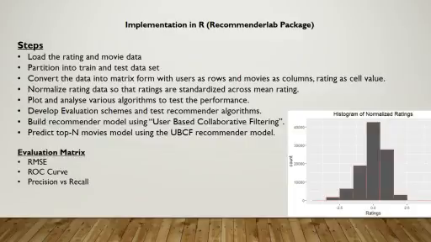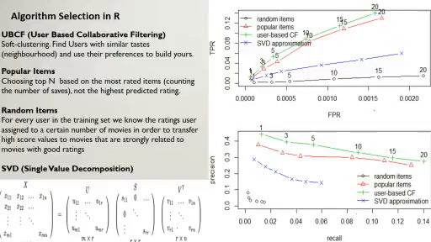So based on that, this is normalized. And then I did a couple of tests to identify which algorithm needs to be used. If you see here, these are the 4 algorithms I have tested. One is user-based collaborative filtering. Second one is popular items. Third one is random items, and the fourth one is singular value decomposition. On the right hand side, there are two graphs. One is the ROC curve, and the second one is precision versus recall.